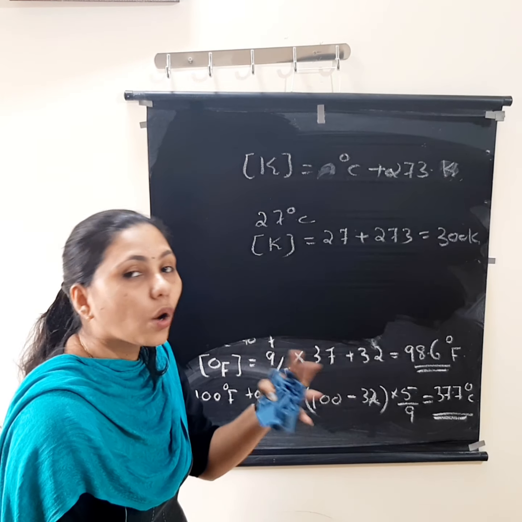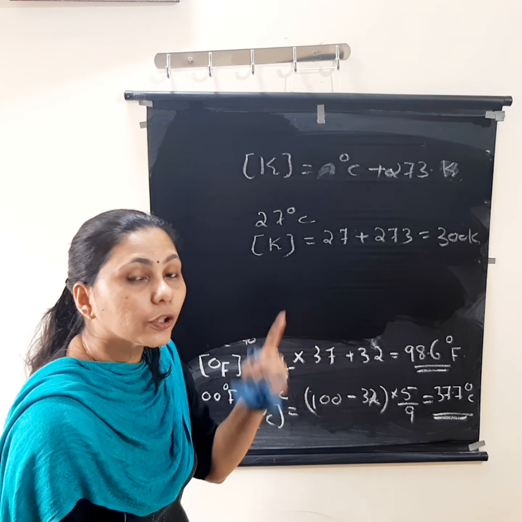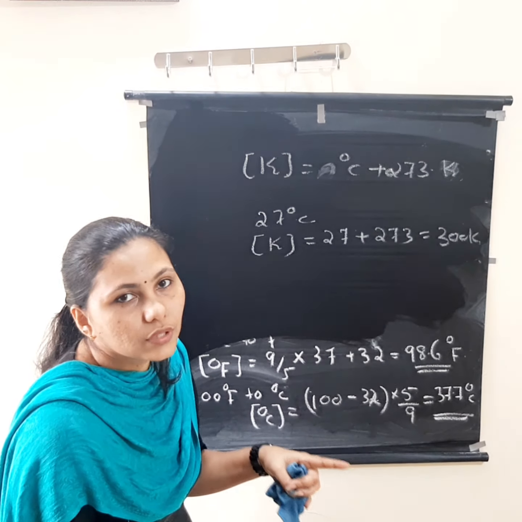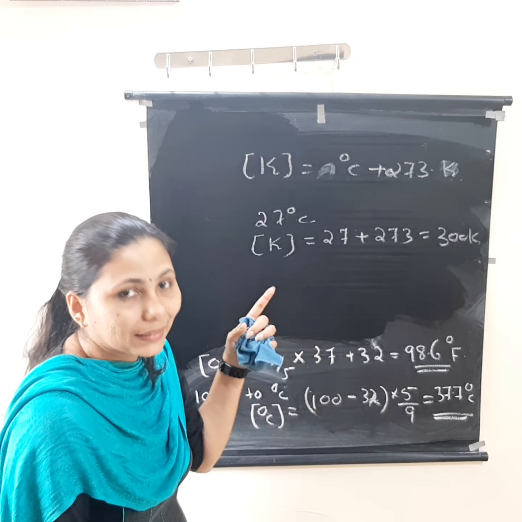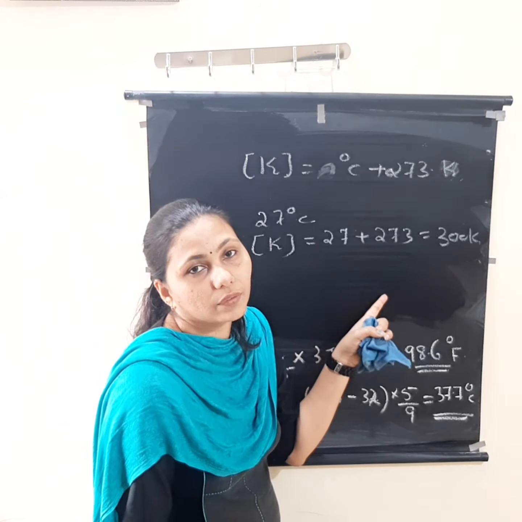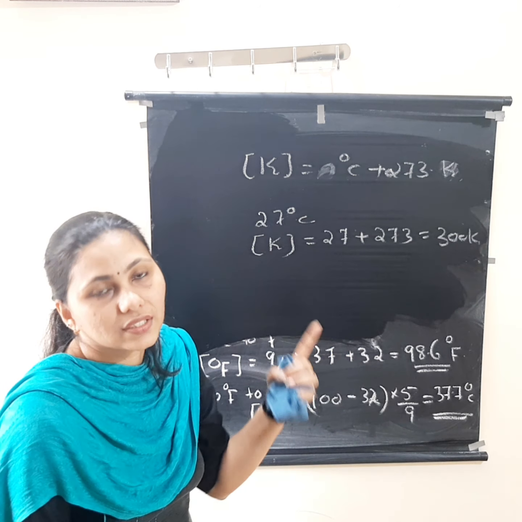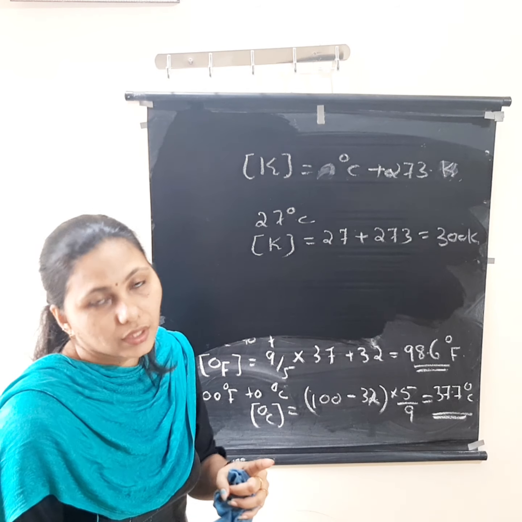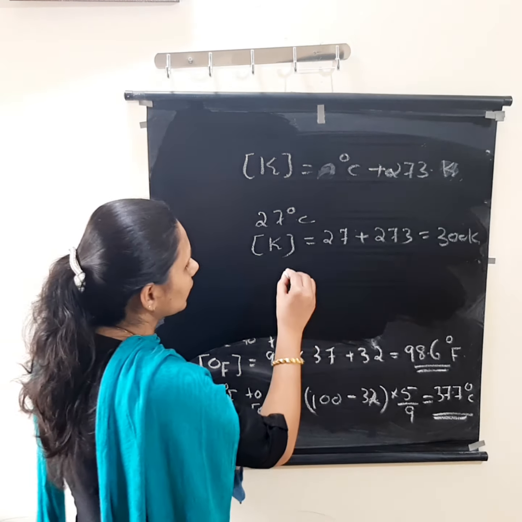So converting the given degree Celsius into Kelvin scale means you just add 273. But how can we convert the Kelvin scale into degree Celsius? You just have to subtract 273 from the Kelvin value. Degree Celsius to Kelvin means plus 273. Kelvin to degree Celsius means you just subtract the 273, then we get the degree Celsius value.